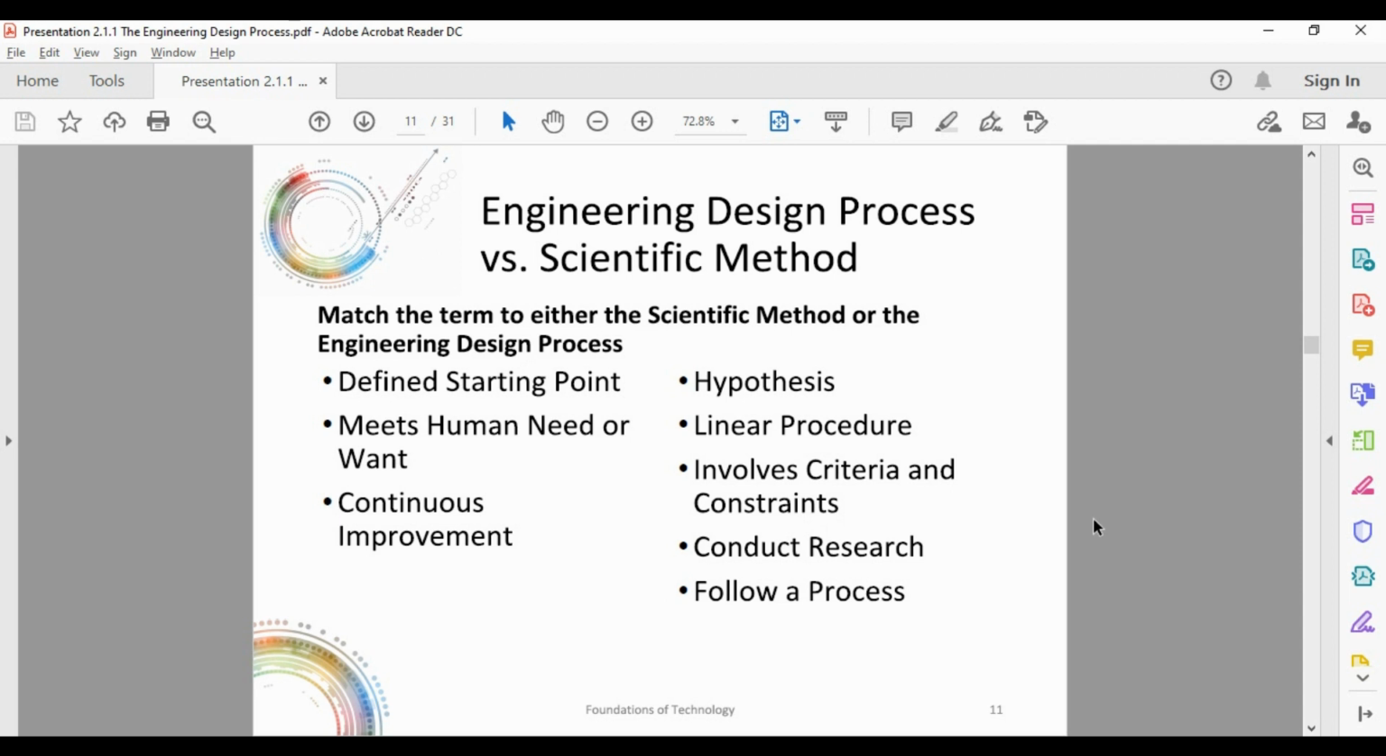Okay, so here's a quick exercise that you can do. Pause the video and then determine which of these terms belong in the scientific method and which of these belong in the EDP. Okay, so I'm going to move on.